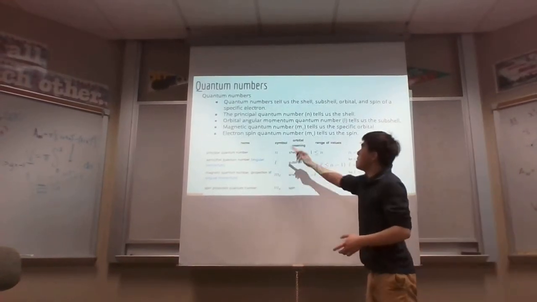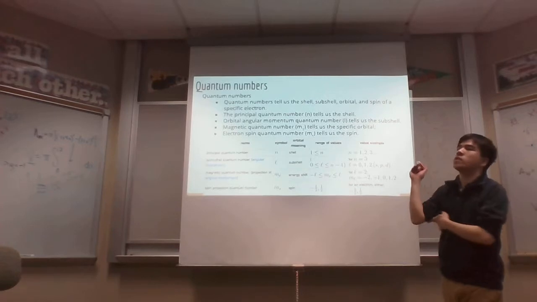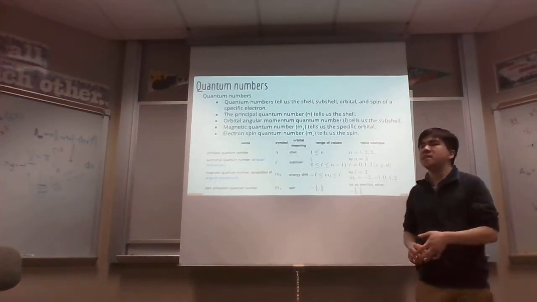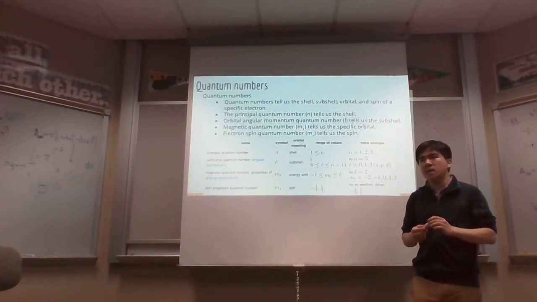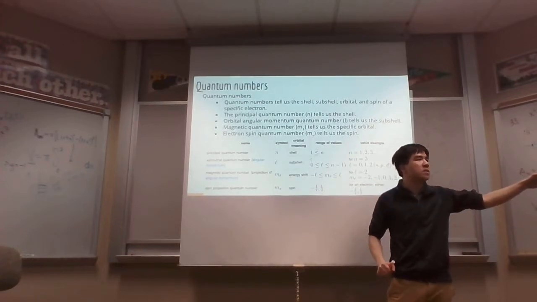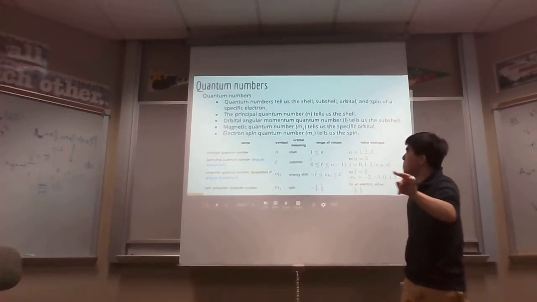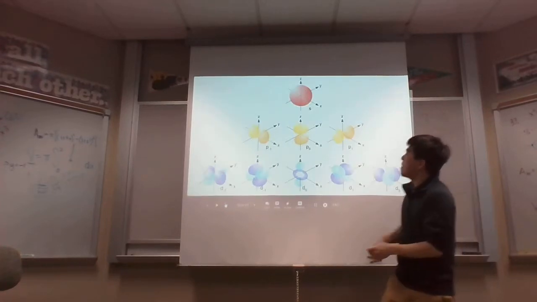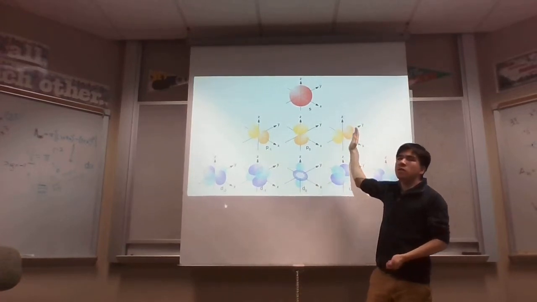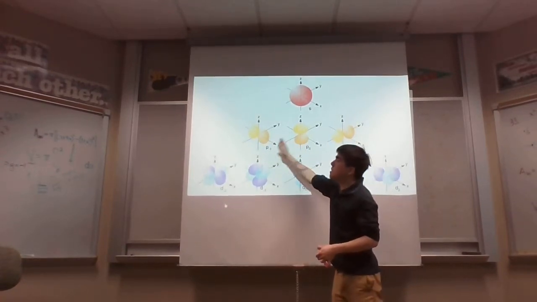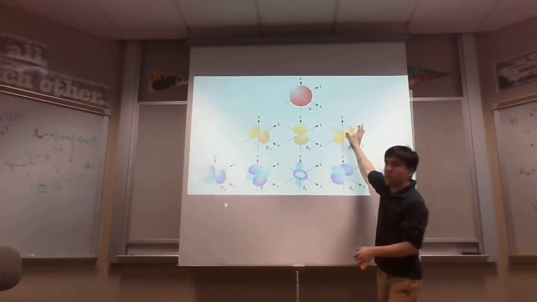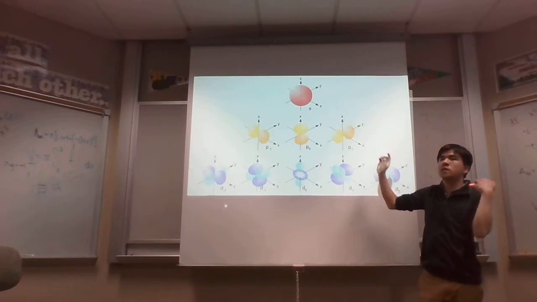So n, the first one, is the shell: first shell, second shell, third shell. l is the subshell, the type of orbital: s, p, d, f. And ml refers to the specific orbital. If you look at the p subshell, you see there are three different orbitals. So ml refers to the specific orbital: the 0th orbital, negative first orbital, first orbital. It's centered around 0.